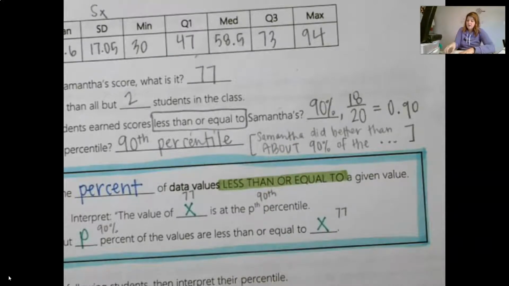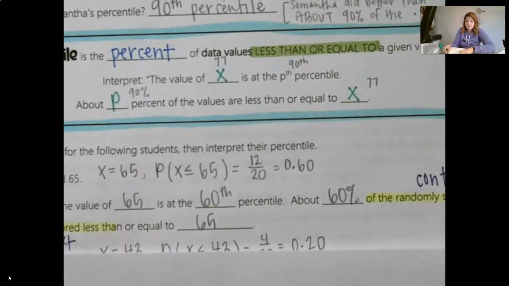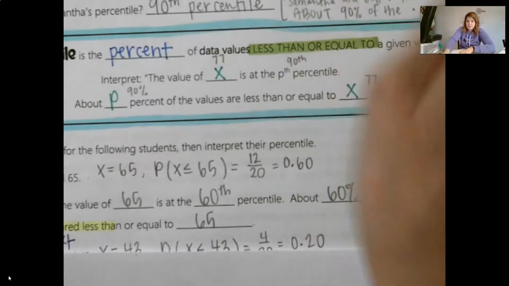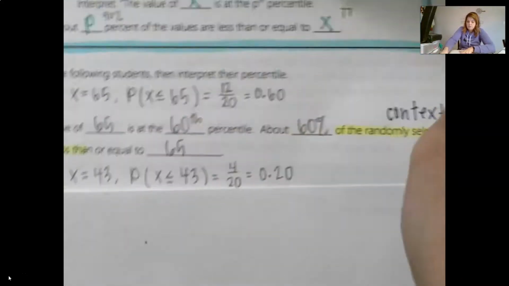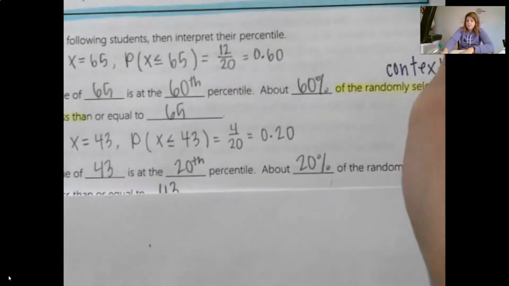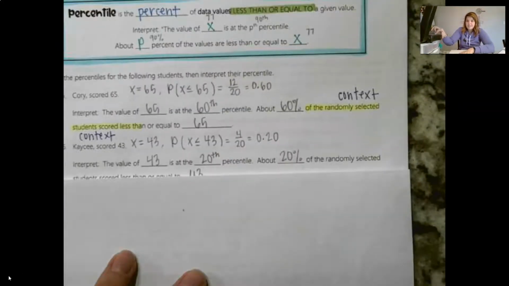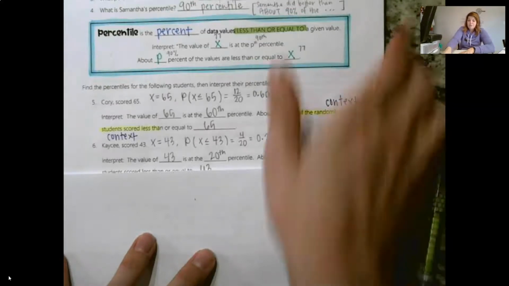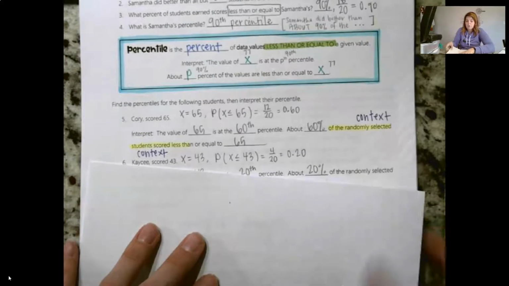So Samantha did awesome. Corey did pretty well. Corey did better than about 60% of the randomly selected students. But Casey, she's not doing so awesome. Casey only did better than about 20% of the students. So she's actually on the lower end.